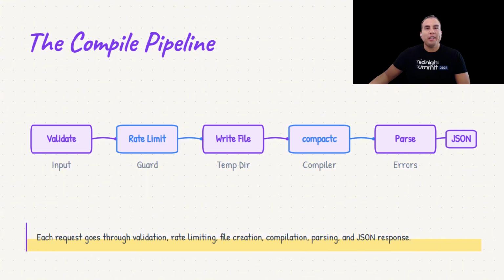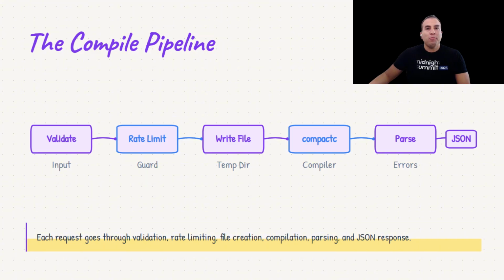Third, file creation. The server creates a unique temp directory using an ID and writes your code to a .compact file inside it. Fourth, the compiler, compactc, runs with the skip-zk flag on the temp file. There's a 30 seconds timeout. If the compiler hangs, the process gets killed.